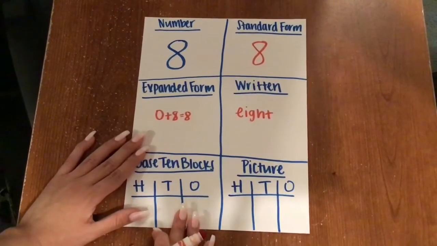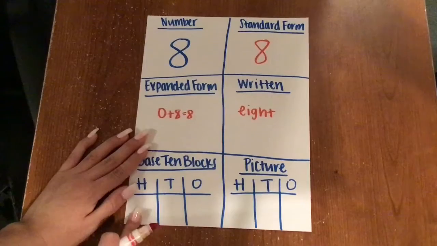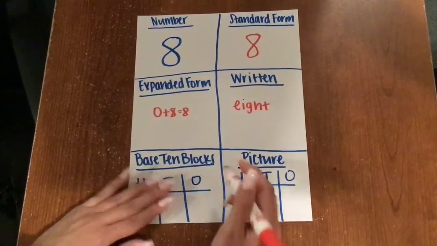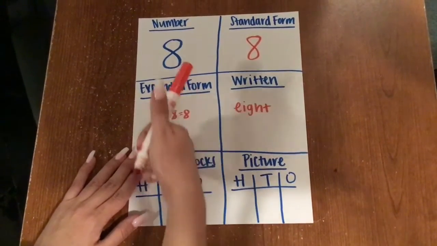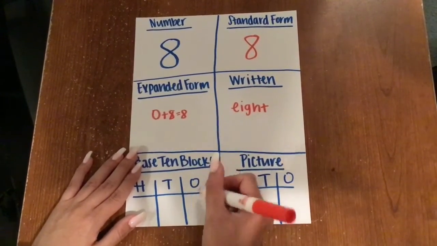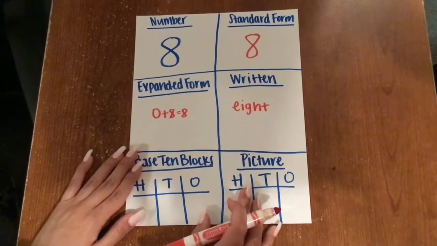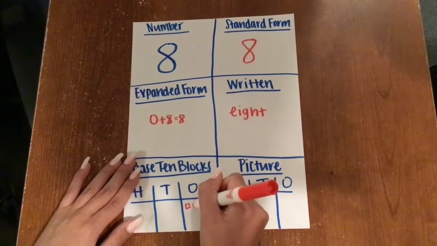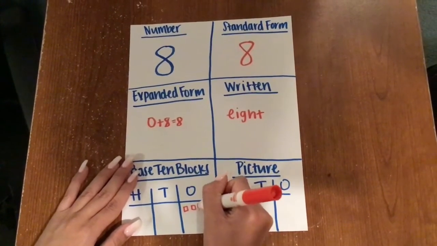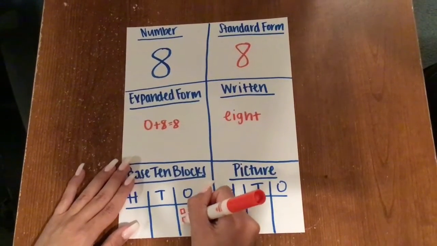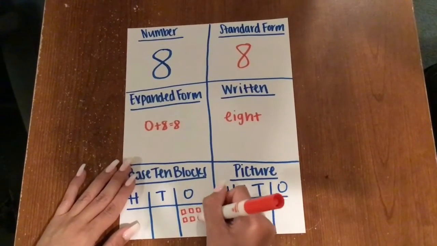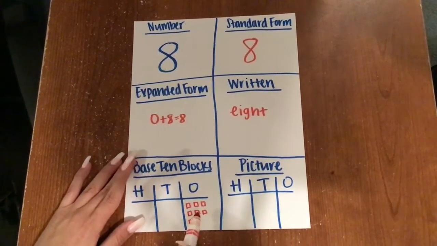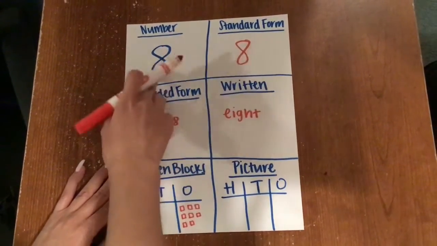Base 10 blocks, we're going to fill out ones, tens, and hundreds. So it's a digit, it's 8, so we don't have any tens or hundreds. So how many ones am I going to put? I'm going to put 8. So for the ones, I know in the last video from last week, I told you to draw little circles, but we're actually going to draw little squares. So we're going to do 8 little squares. So these little squares each represent a 1. So that's 6, 7, 8. So we have 8 ones. So that represents the number 8.